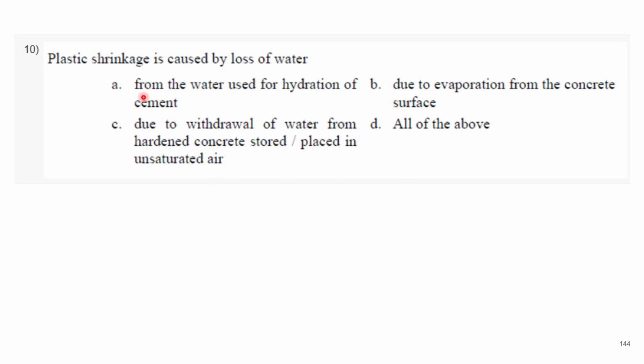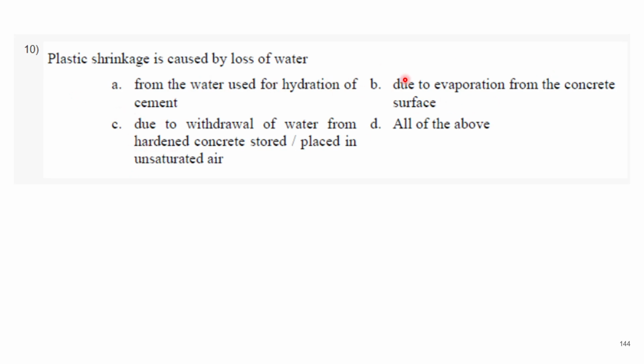If you remember, when the loss of water is caused from the water used for hydration of cement, that is called autogenous shrinkage. So A is not correct. Then C: when the loss of water is due to withdrawal of water from hardened concrete which is stored or placed in unsaturated air, that is basically drying shrinkage. That is not plastic, so C is also not correct.